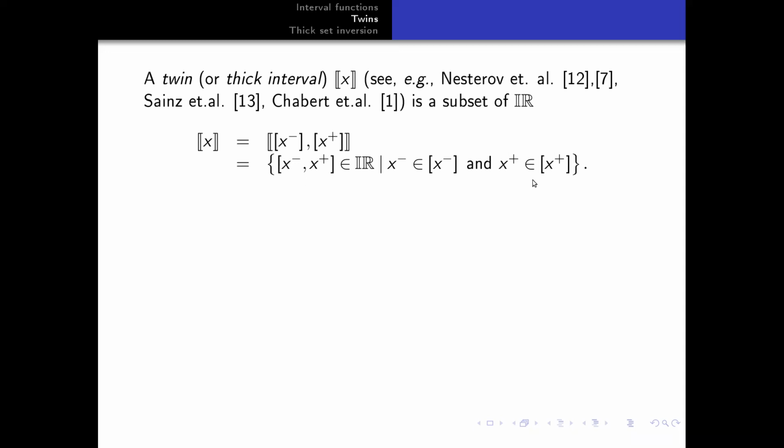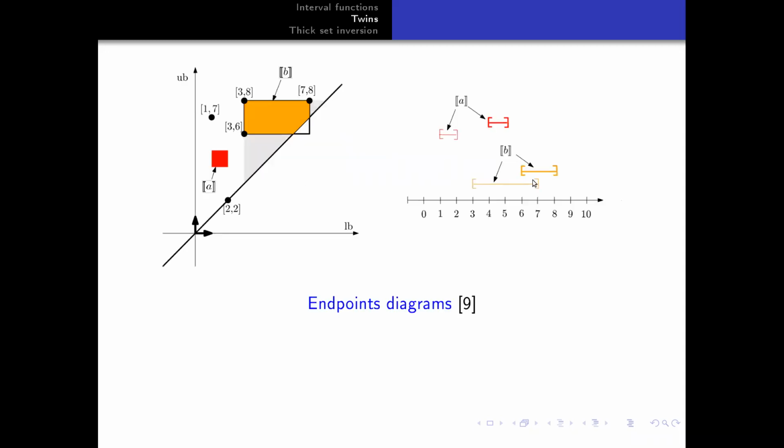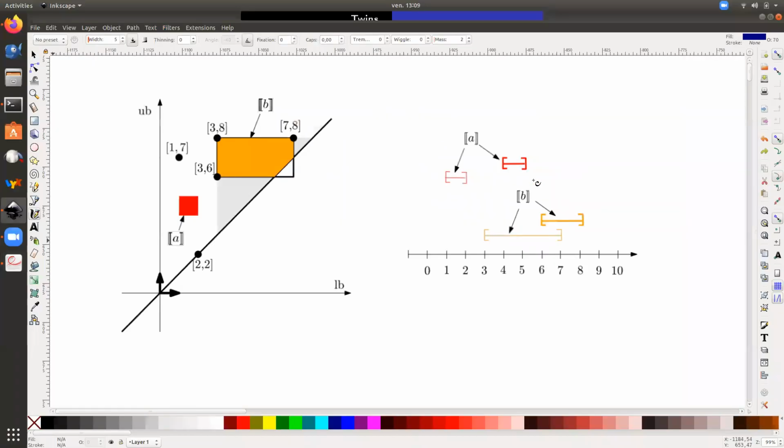So it is the definition I will take. And classically, to draw the intervals and the twins, we use endpoint diagrams. So I will show it now. If I have here a point, a lower bound here and the upper bound here. If I take a point inside this endpoint diagram, it will correspond to a vector. For instance, this one will correspond to the interval 1 and 7.